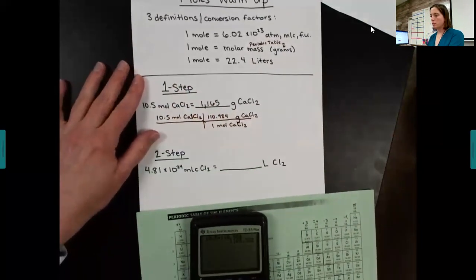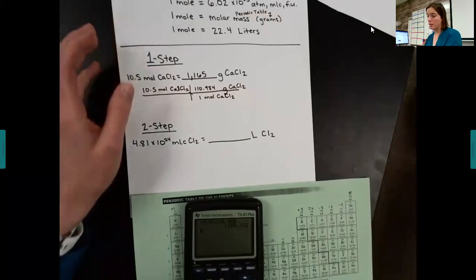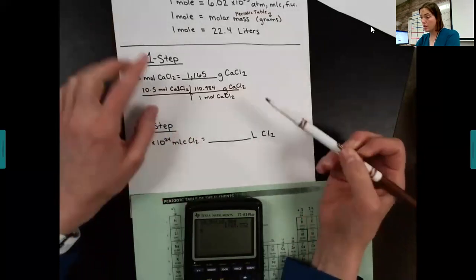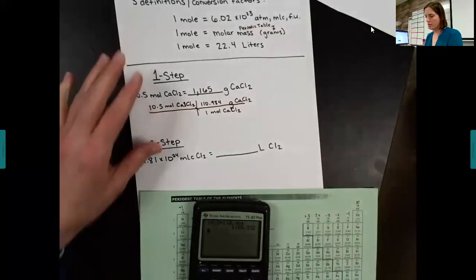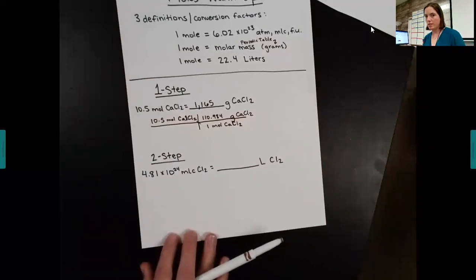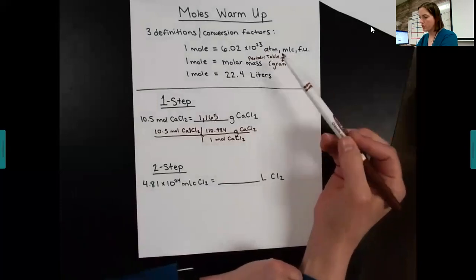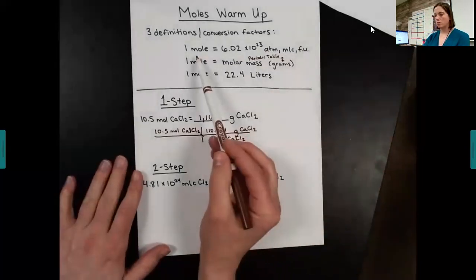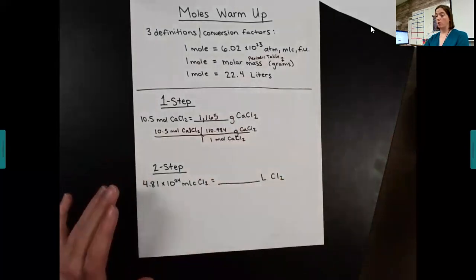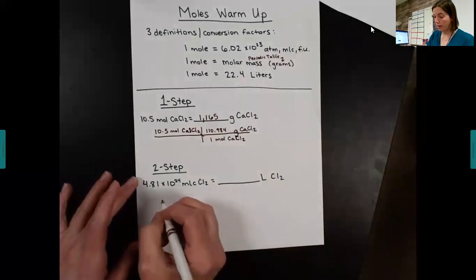Okay, for two steps, remember with two steps, they're asking us to go from like molecules to liters, but none of our definitions get us from molecules to liters. They all go from molecules to moles, and then we can go from moles to liters. So we're going to write out the train tracks first, and then we're going to put it in the calculator.